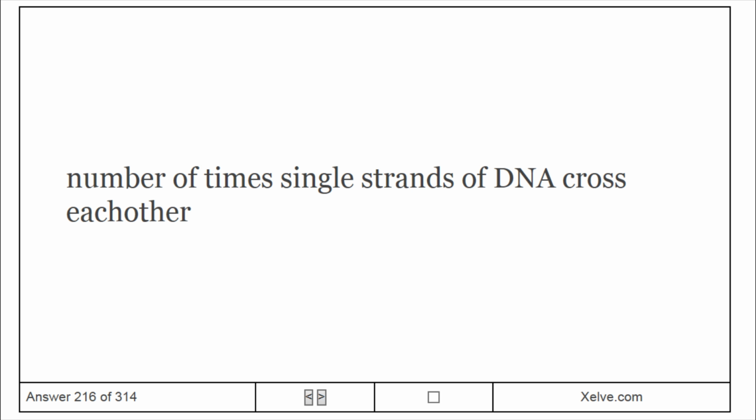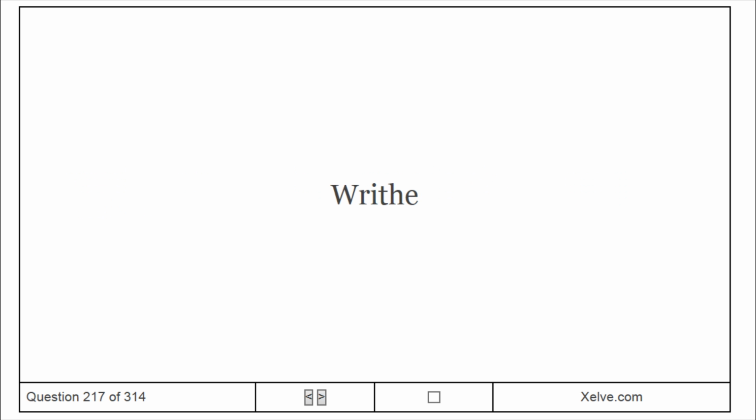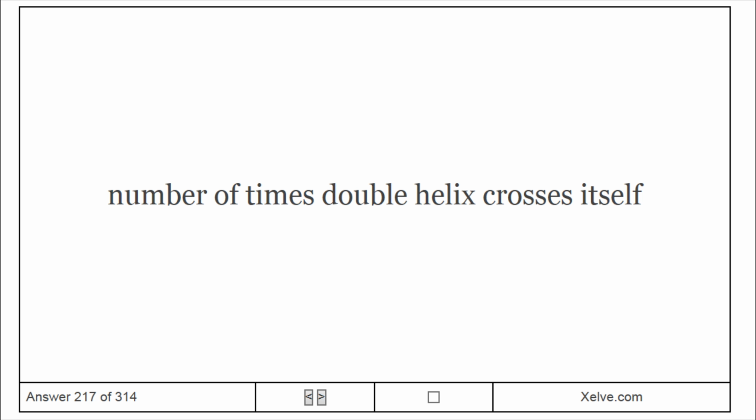Twist: the number of times single strands of DNA cross each other. Writhe: the number of times the double helix crosses itself.